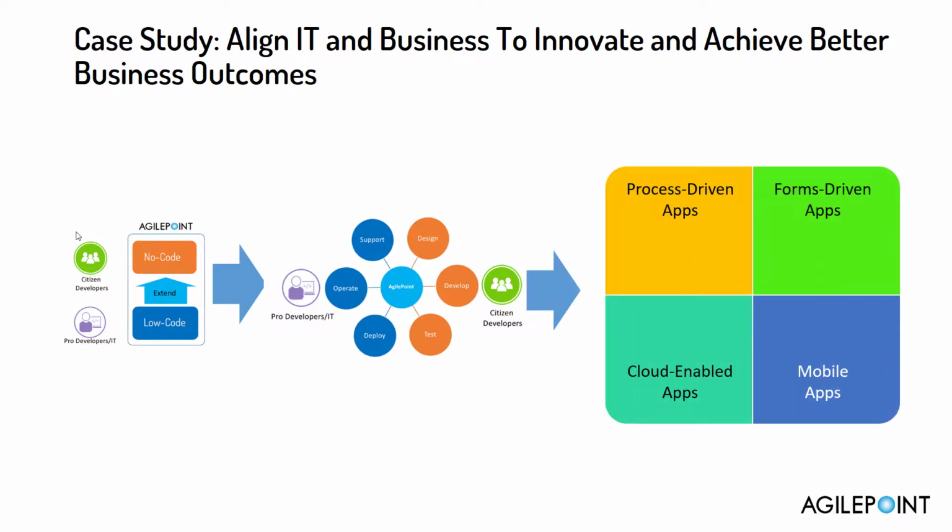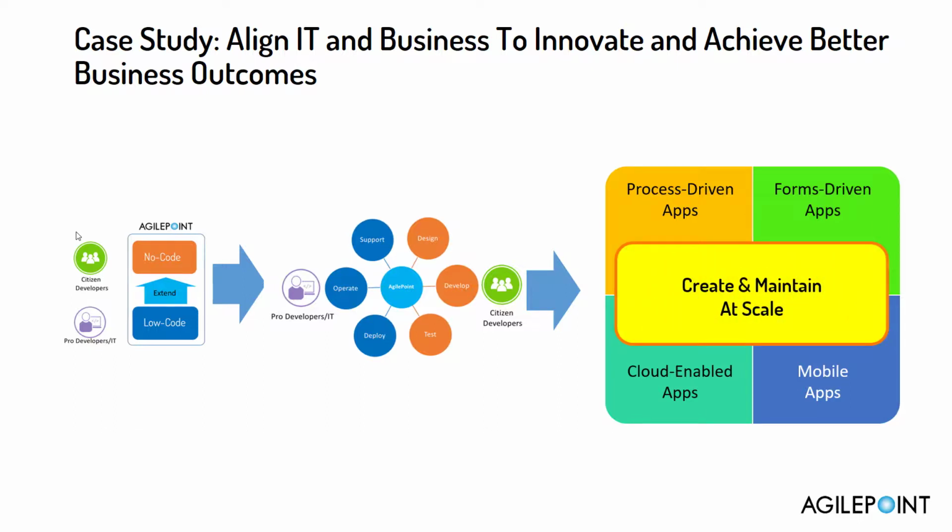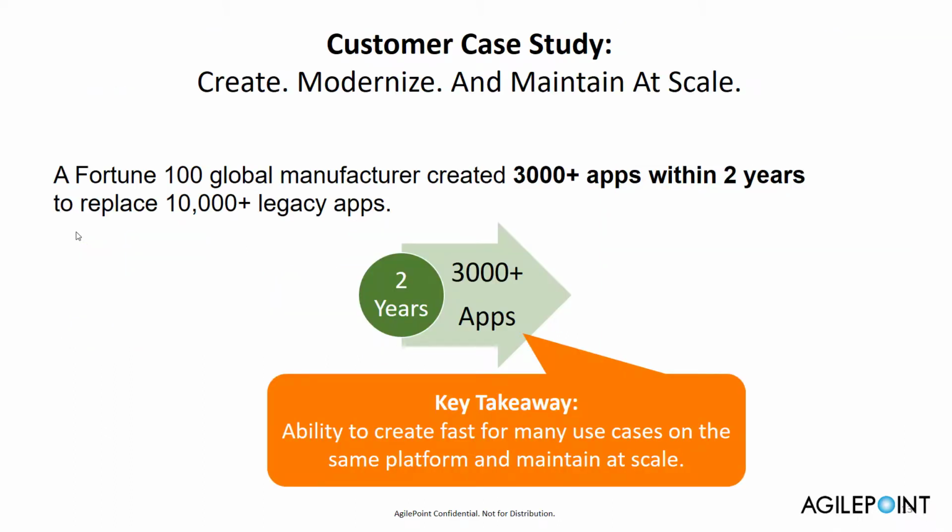So what does this look like? Through the ability to create all of these different types of apps, it's not just about building them quickly, but about maintaining them at scale. So to go through a customer case here, a Fortune 100 manufacturer created 3,000 applications within 2 years to replace 10,000 legacy apps. Now, those 10,000 apps were built in a combination of a competitive platform as well as homegrown technology. So not only were they able to consolidate their application portfolio by 7,000 applications, they have now radically simplified how they think about building apps.